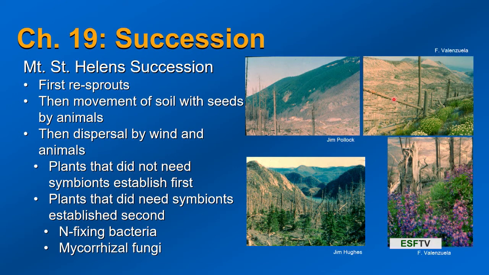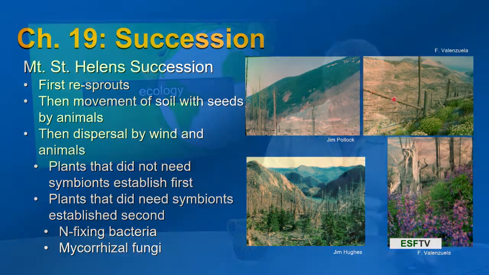And then plants that did need symbionts established second, things that needed nitrogen-fixing bacteria, such as the legumes, and those that needed mycorrhizal fungi, such as conifers and pretty much every other plant except for pearly everlasting and the fireweed. So all of that plays into how the initial regeneration of the community gets started. Okay.